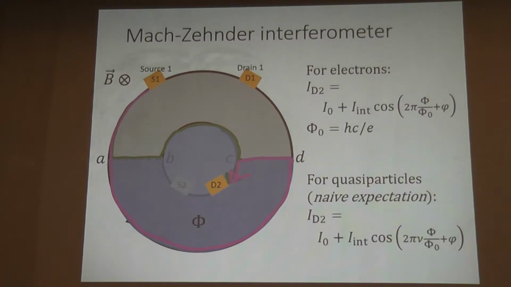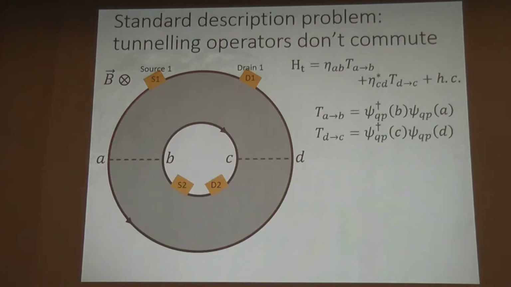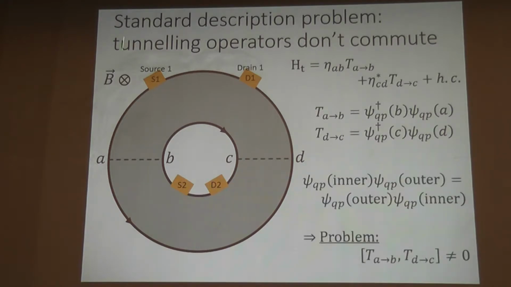However, let's see how to describe the system formally. For that, one needs to introduce tunneling operators. One of them will destroy a quasi-particle at A and create it at B, and the same for the CD tunneling junction. There is a problem, however. If one describes the two edges as separate edges, the quasi-particles at the inner edge and at the outer edge commute. So there is no proper statistical phase, and as a result, I have non-commutation of these two tunneling operators.